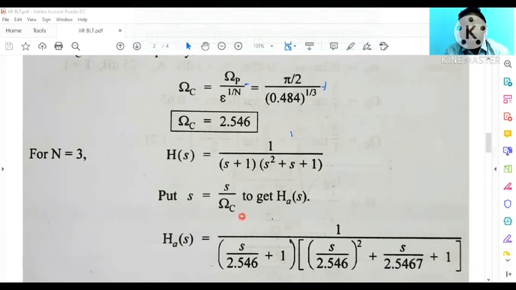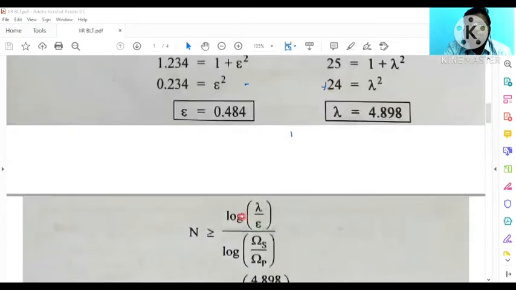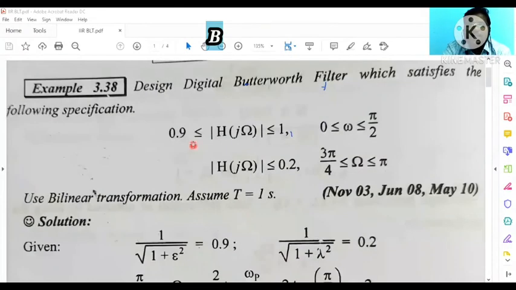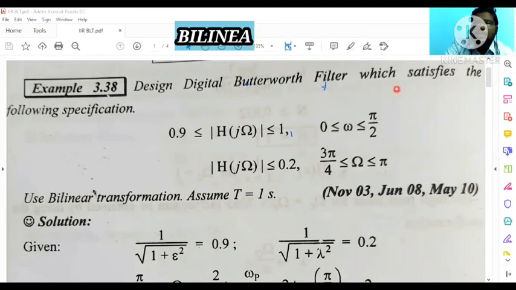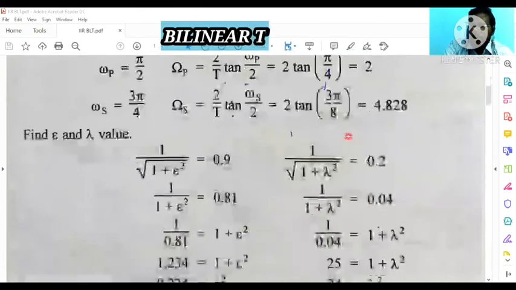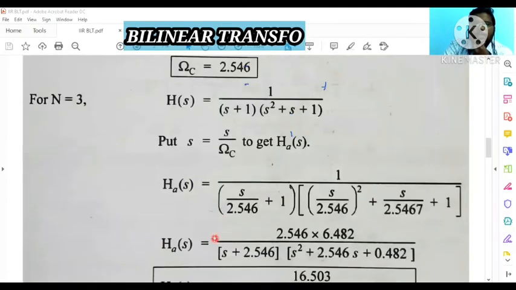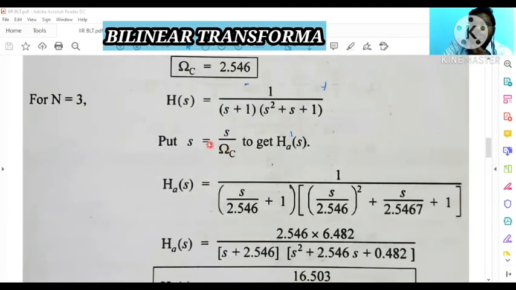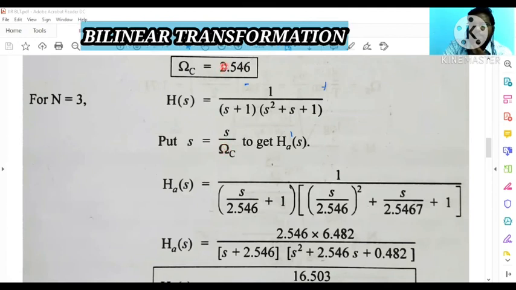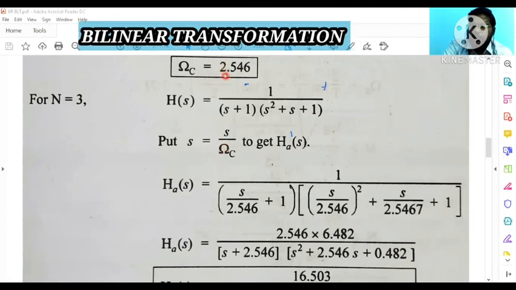So in this problem, it is specifically not given, isn't it? Specifically it is not mentioned here, so you consider it as a low pass filter. The default filter will be low pass filter. So I take down here s can be replaced by s by omega c. Omega c we have already found, that is 2.546. So I substitute here s tends to s by 2.546 in this H(s).